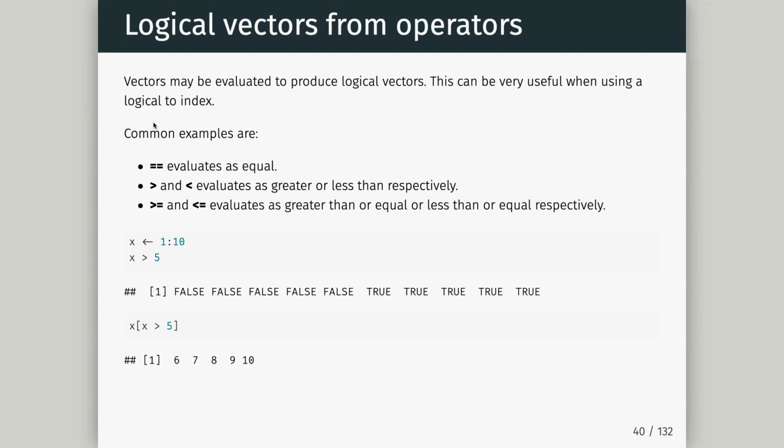So now we have this logical vector. We could use that to subset our values of x where x is greater than 5. So we have our square brackets, we can evaluate this, and it comes out with the values 6, 7, 8, 9, 10, because they evaluate as true.